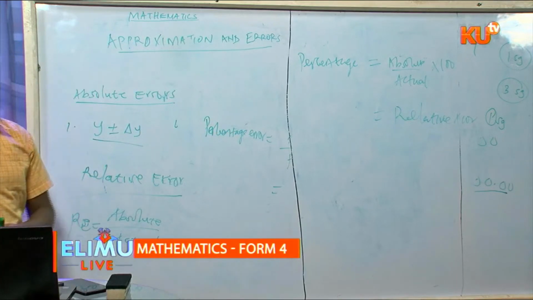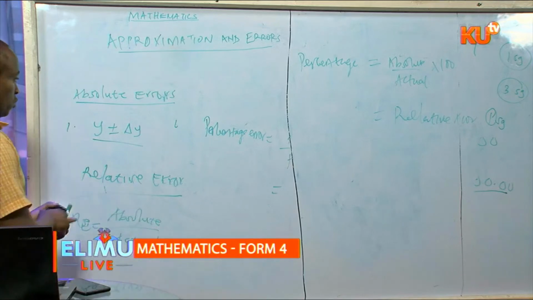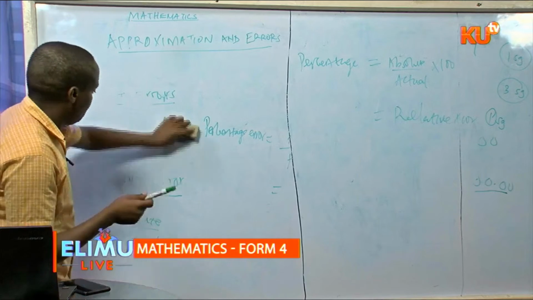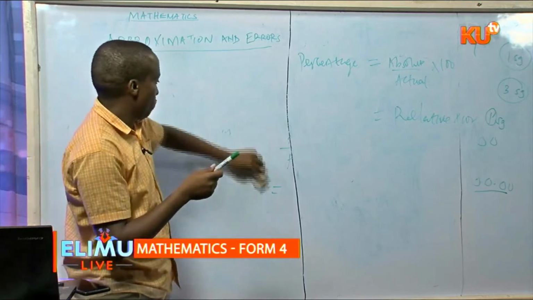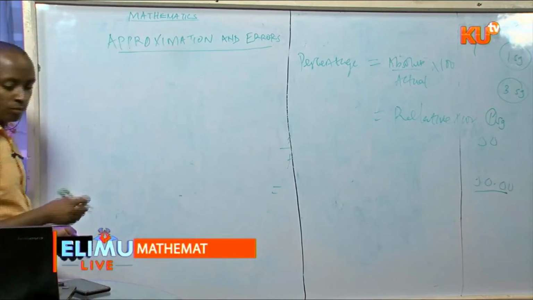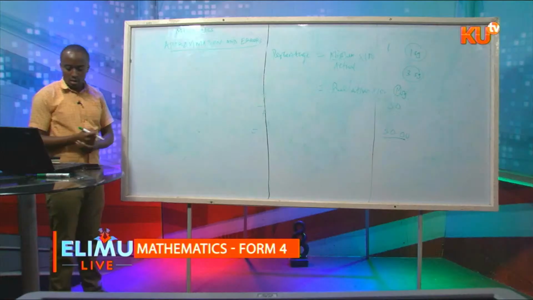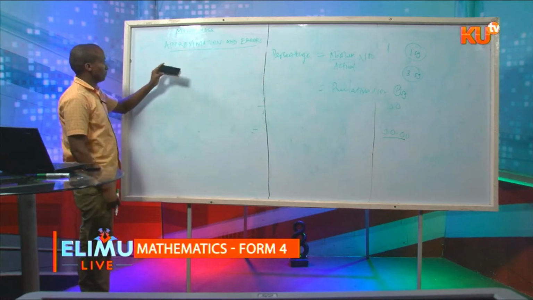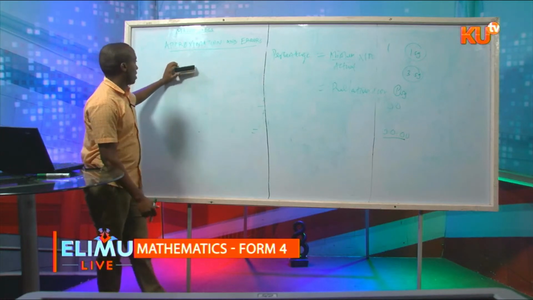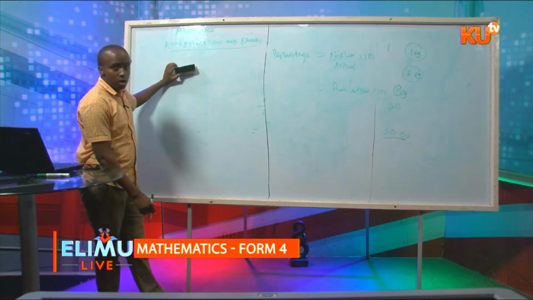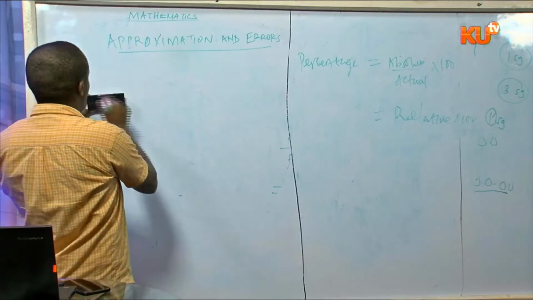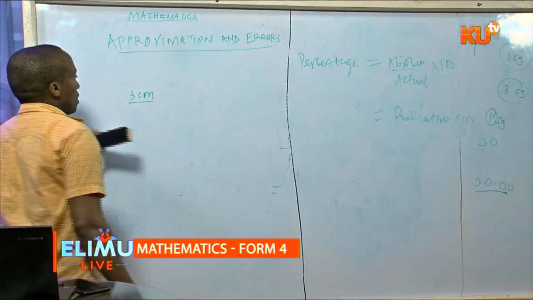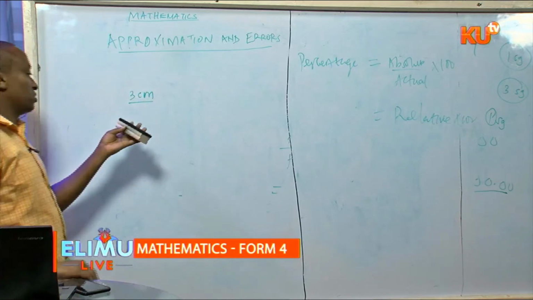Let's go to the first concept here, which is absolute error. Allow me to remove this one. If today I decided to measure this duster here, and maybe I'll get 3 centimeters, I'll use a ruler to measure this one.